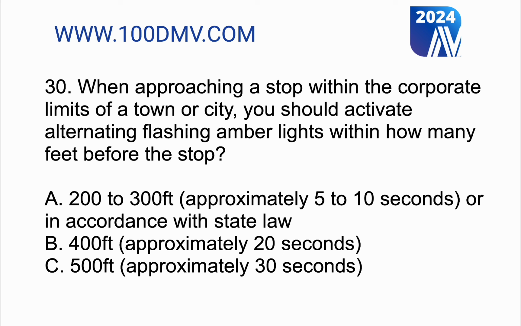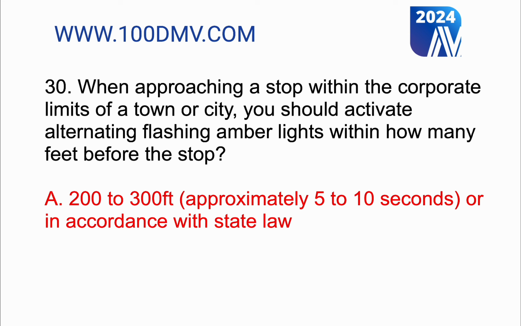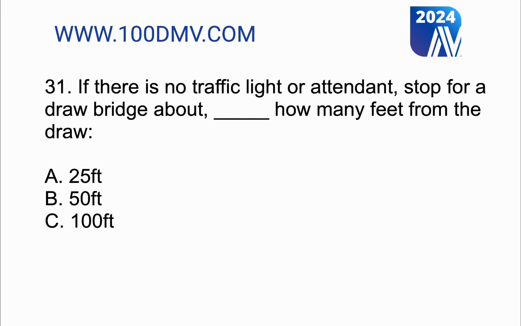30. When approaching a stop within the corporate limits of a town or city, you should activate alternating flashing amber lights within how many feet before the stop? A. 200 to 300 feet, approximately 5 to 10 seconds, or in accordance with state law. B. 400 feet, approximately 20 seconds. C. 500 feet, approximately 30 seconds. Correct answer. A. 200 to 300 feet, approximately 5 to 10 seconds, or in accordance with state law.